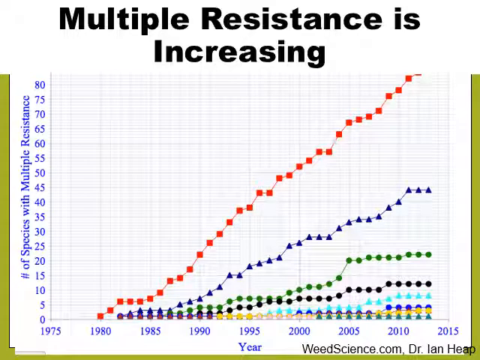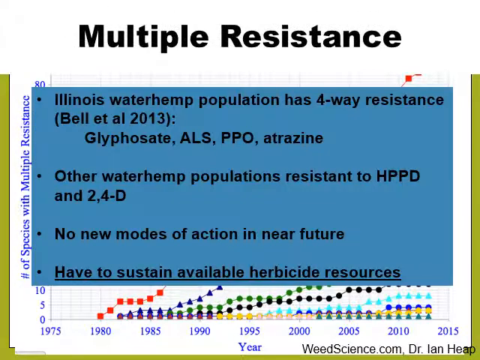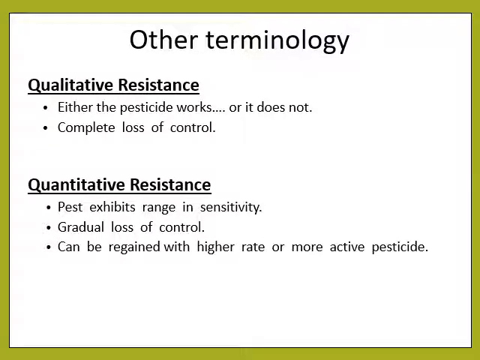Certainly multiple resistance in species is increasing. So you can see here the increase in weeds over time resistant to 2, 3, 4, 5, 6 different modes of action within one population. So that's really a problem, when nearly every registered product you have resistance to. In Illinois, waterhemp is a major issue, and you can have populations that are resistant to, say, 4 different modes of action or even 5 or 6. And again, it just highlights the need to sustain the available resources for management.